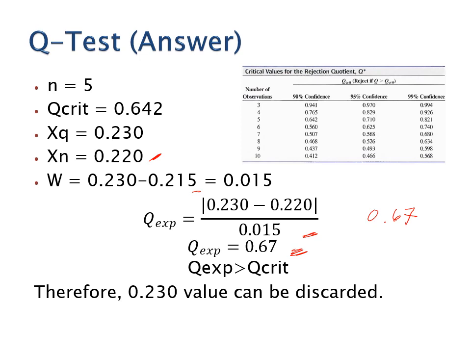0.67, is it higher or lower than 0.642? So, it is higher. So, since it's higher, we can say that Q experimental is greater than Q critical. Therefore, 0.230 value can be discarded. Or pwede nyo siyang tanggalin and we can say that it is an outlier.